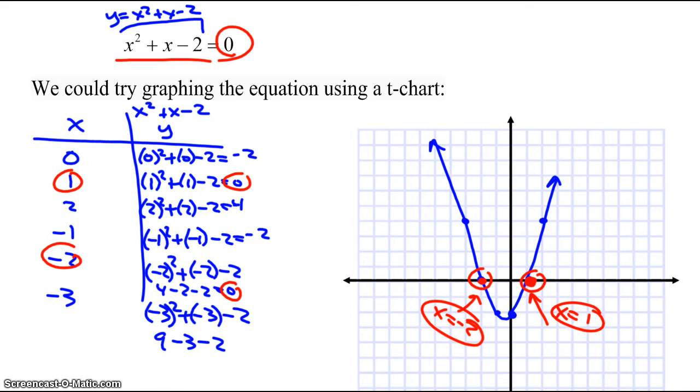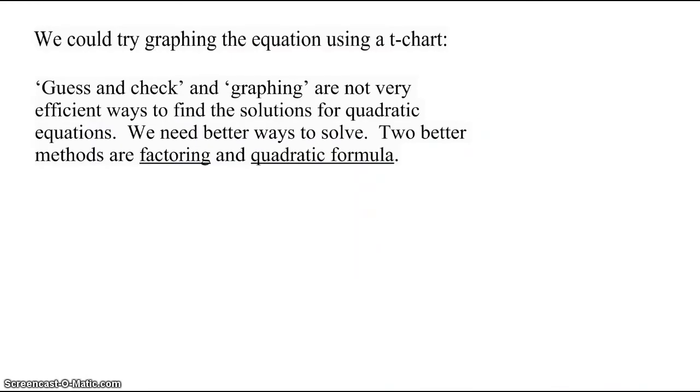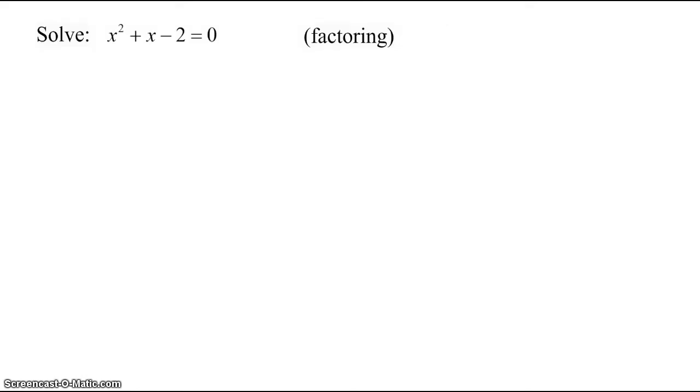All right, but hopefully you'll agree that both guess and check and graphing are some pretty laborious ways to do this, right? It's very inefficient to find solutions that way. We need better ways. The two ways we're going to talk about in part 1 and part 2 of this video are factoring and quadratic formula. Okay, let's look at that same thing. We know the solution is 1 and negative 2, but how can we find it some other way?